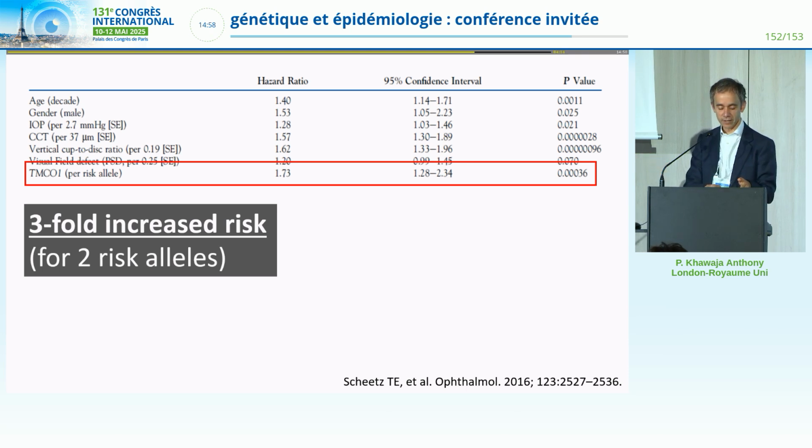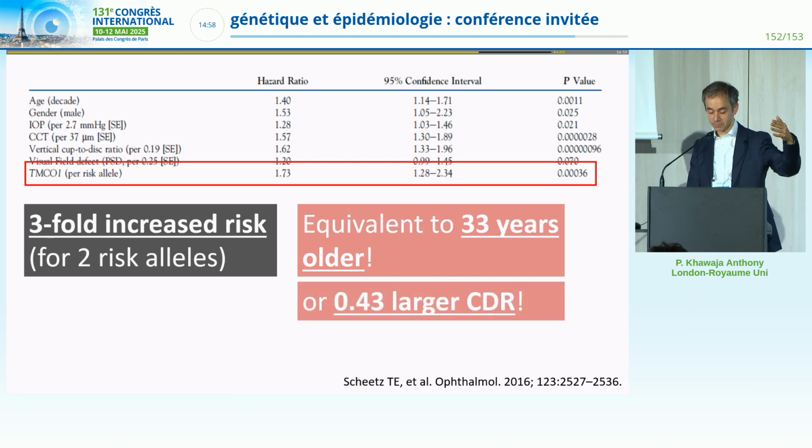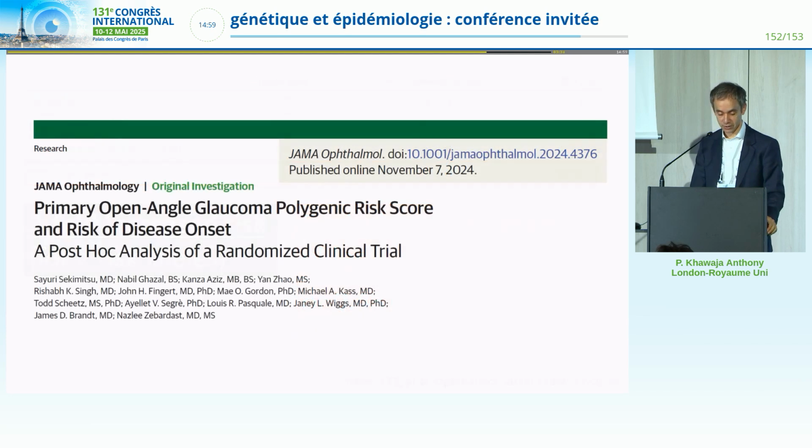So then I say, what if I match this threefold risk to other factors that you have been using every day in your head to decide who to treat? It's like your patient being 33 years older or having a baseline cup disc ratio 0.43 larger, or a baseline IOP 12 millimeters of mercury higher. So quite stunning results that need replication, but give you an insight into how knowing the genetics might just help. You're all already risk stratifying anyway. That's one of the main things we do as a doctor, but this might help you make better decisions.